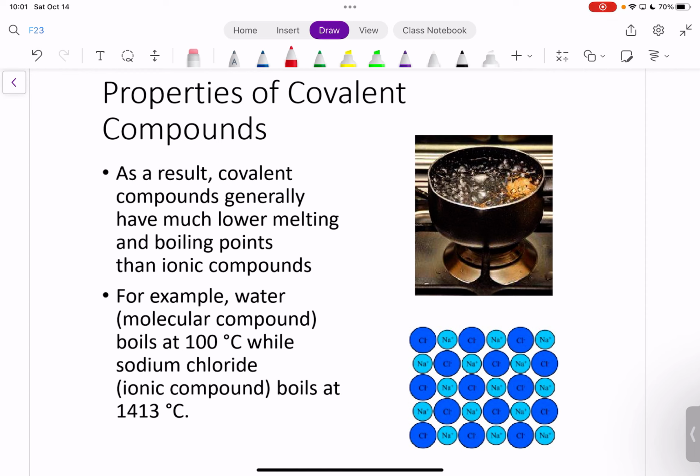All right, so as a result of this, covalent compounds generally have lower melting and boiling points than ionic compounds. What does that mean? That means that you have to add less energy to get a covalent compound to boil than you do for an ionic compound. For ionic compounds, to get them to melt or boil, you have to add tons and tons of energy in. So their boiling points tend to be really high.